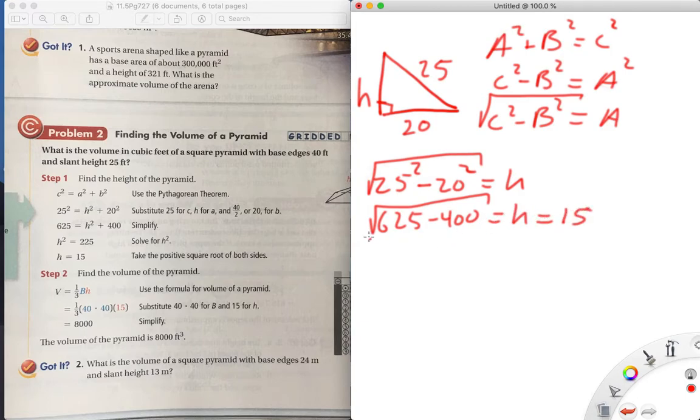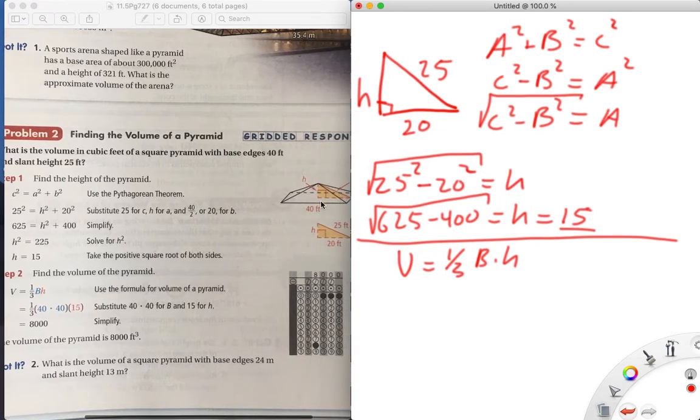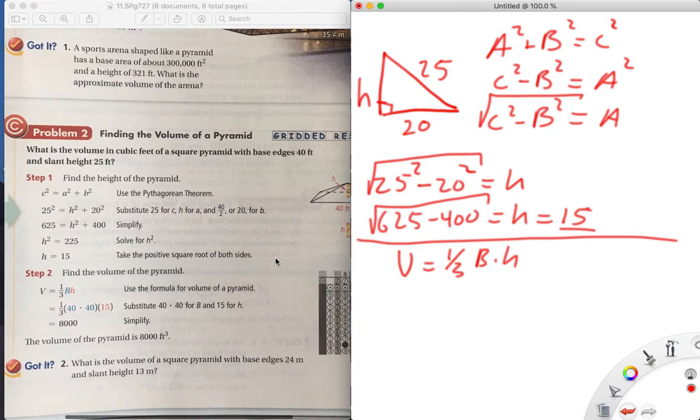Now that we have our height, we can plug in using our equation, volume equals 1/3 base times height. Since we have the height of 15, the area of the base is going to be 40 times 40, since the length of one side is 40, and that would give us 1/3 times 40 squared times 15, and the book says that that's going to be 8,000 feet cubed.